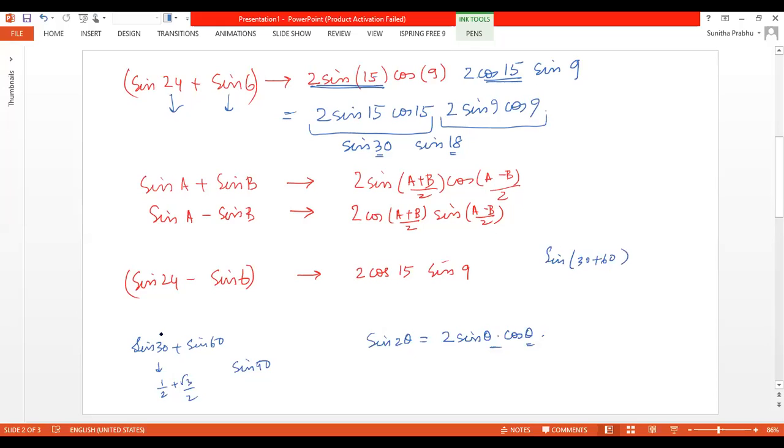Sine 30 is a ratio. Sine 60 is a ratio. Like this is like A by B plus this is like something C by D. They are different ratios. Okay, sir. Yeah. Thank you.